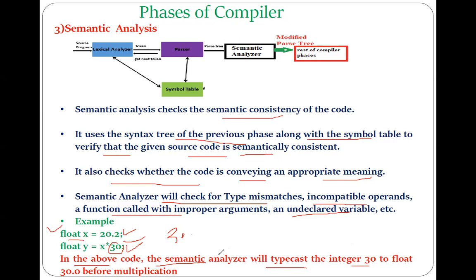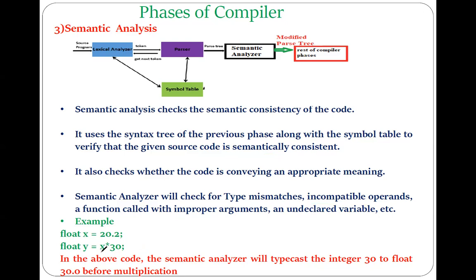If 30 is not converted to 30.0, or if the programmer doesn't change 30 to 30.0 before multiplication, then definitely errors will come, because the data type of x is different and the data type of 30 is different. If you want to multiply x and 30, the 30 has to be converted to 30.0. So we can see the semantic analyzer also does the work of typecasting, and this facility is available in the C compiler.